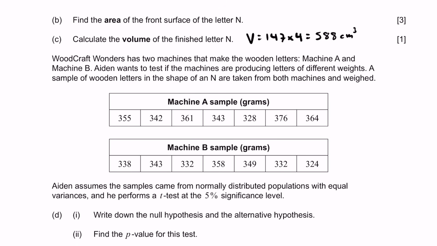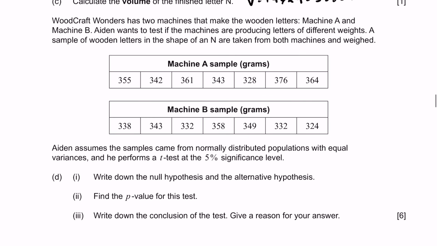Woodcraft Wonders has 2 machines that make the wooden letters, Machine A and Machine B. Aiden wants to test if the machines are producing letters of different weights. A sample of wooden letters in the shape of an N are taken from both machines and weighed. Okay, so here's Machine A. These are the samples of the letters N, I suppose, that they're making, and Machine B, the weight of the N's that Machine B is making.